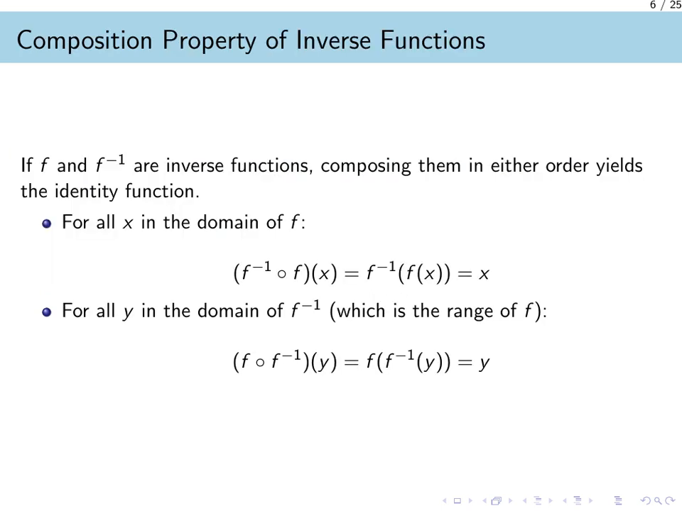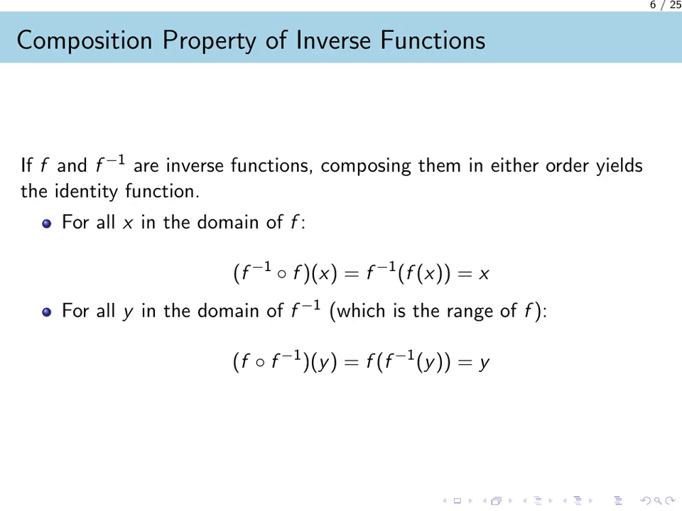Now I will explain the most important property of inverse functions, which is how they behave under composition. The key idea is that composing a function with its inverse effectively cancels the operation, resulting in what we call the identity function, a function that just returns its original input. First, if we start with an input x in the domain of f, applying f and then immediately applying its inverse brings us right back to x. We write this as f inverse composed with f of x equals x.